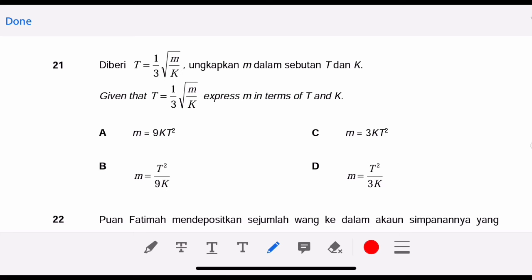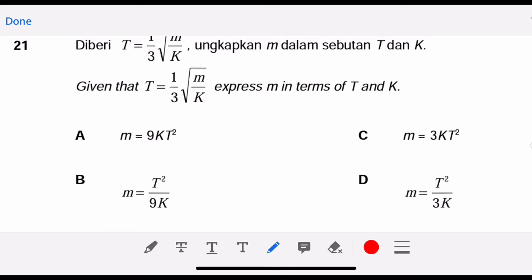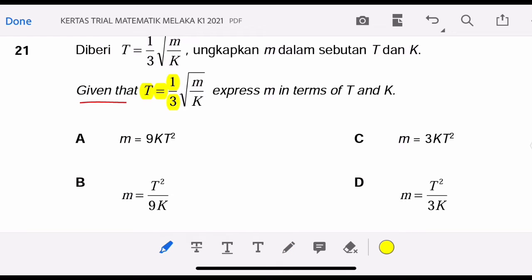Everyone, let's continue with question 21. Let's read the question. Given that t is equal to 1/3 square root of m over k, express m in terms of t and k.